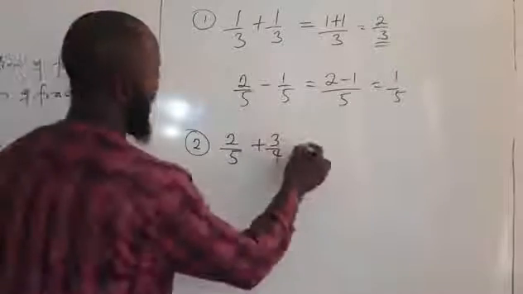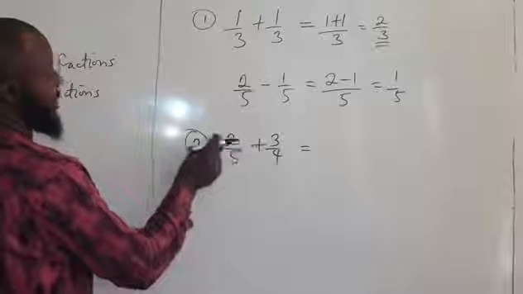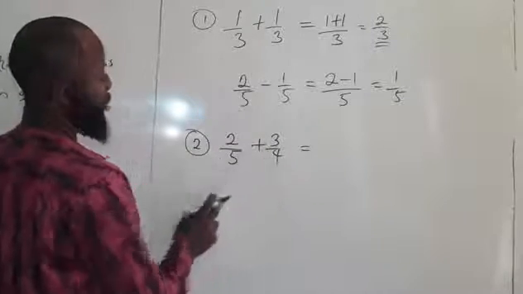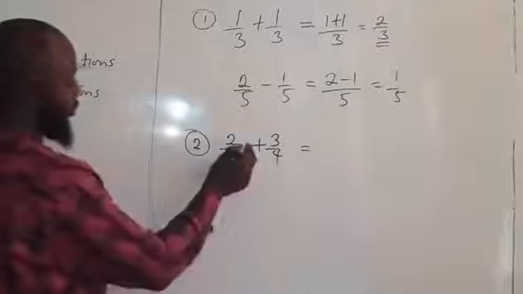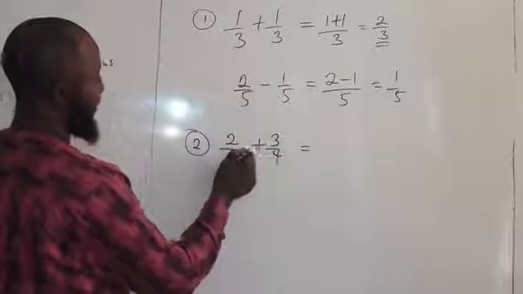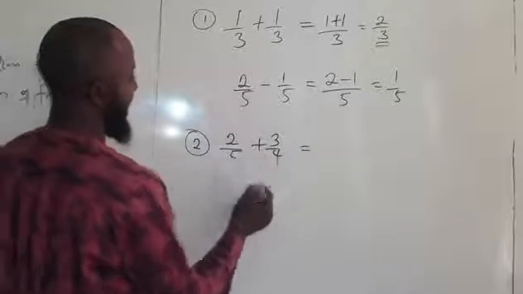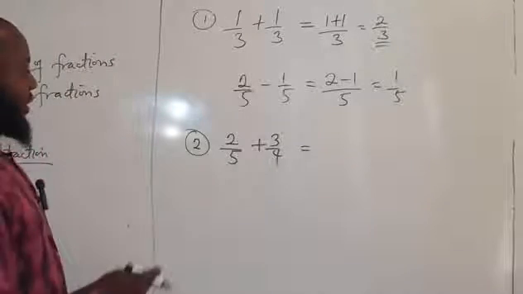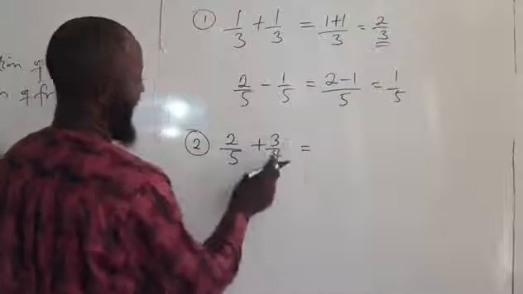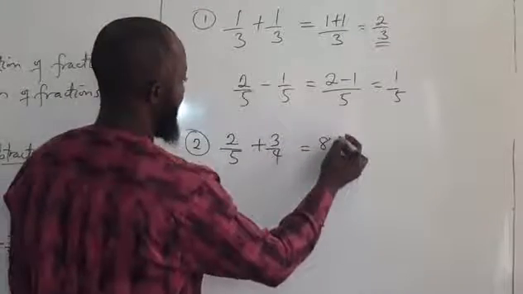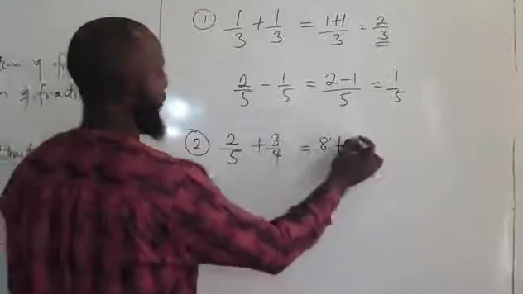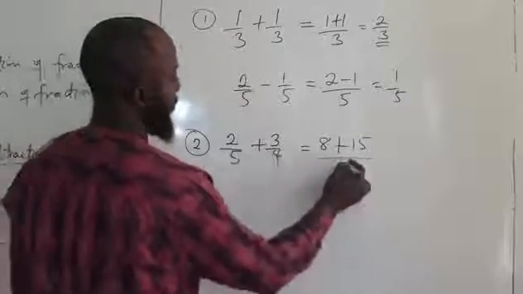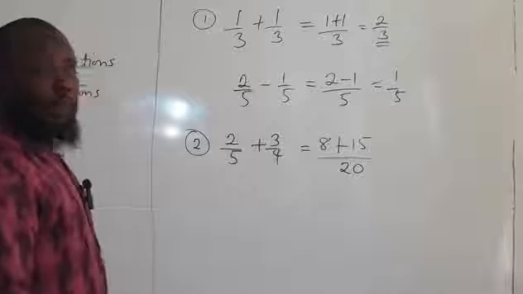What does that mean? It means that you multiply this by this, multiply this by this, divided by the product of the denominators. You multiply this by this, multiply this by this, then divide by this one. That's what is called the butterfly method. In that case, we have 2 times 4, we have 8, plus 5 times 3, we have 15, divided by 5 times 4, which is 20.